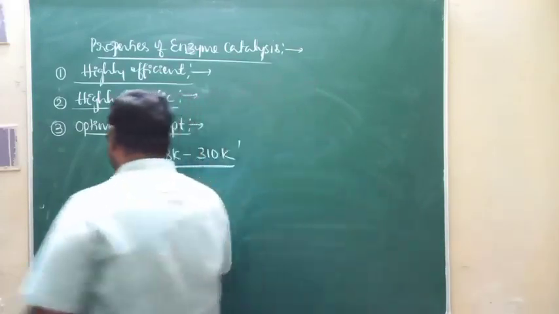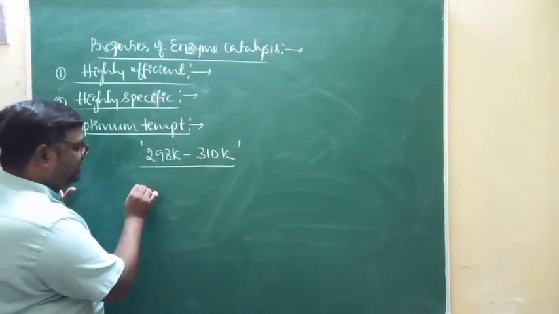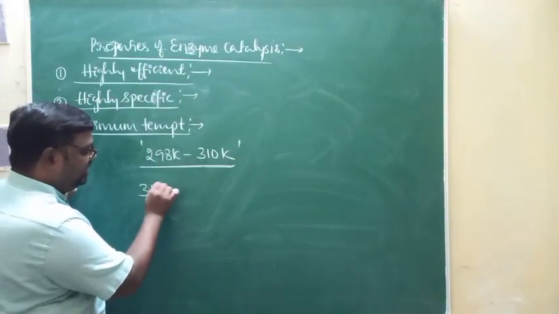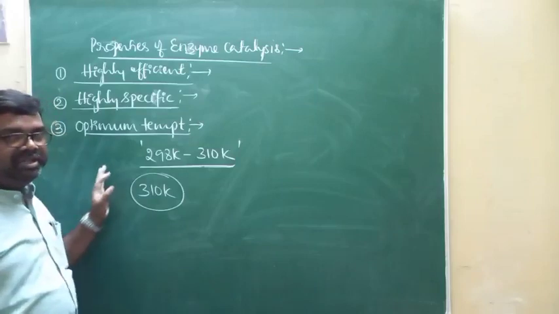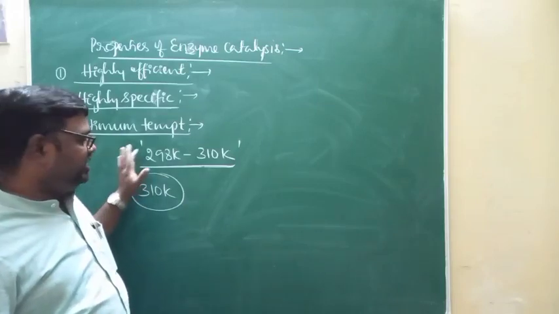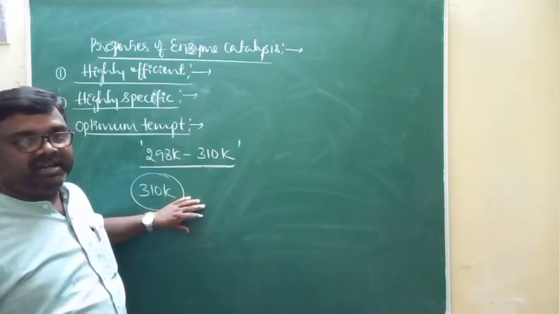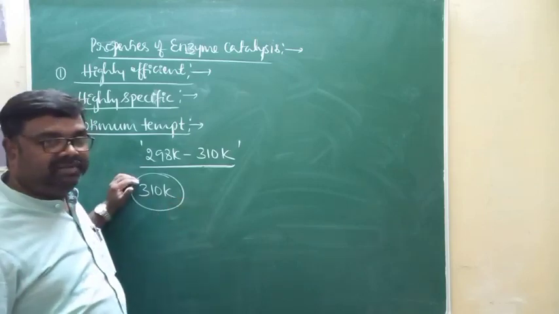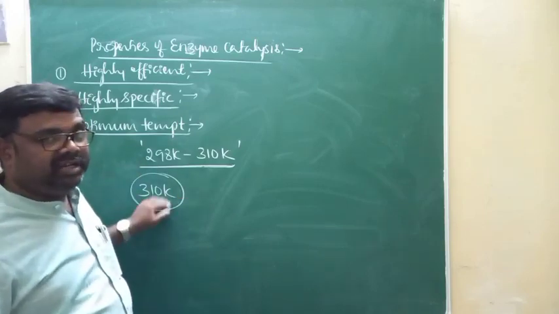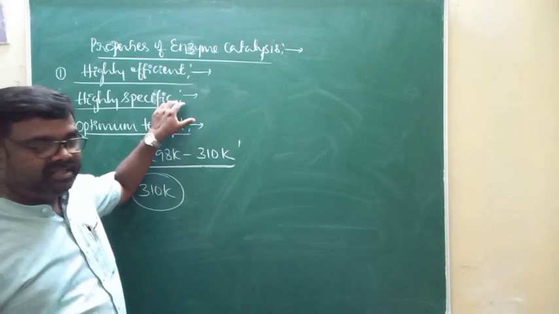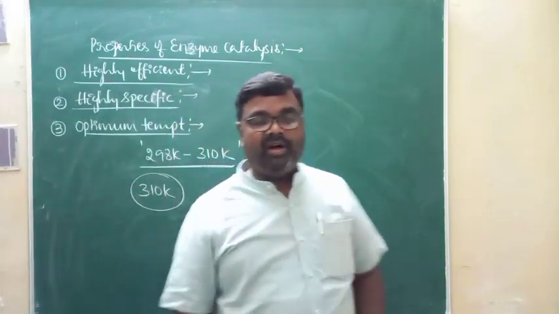And of course, the body temperature of human beings is generally 310 kelvins. So the human body temperature will be 310 kelvins. It is very much suitable for enzyme catalysis. At this particular temperature, the catalytic activity of enzymes will be very, very high. So this is what we call the optimum temperature.